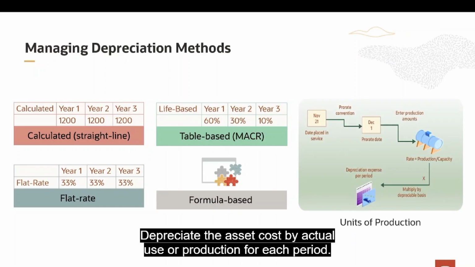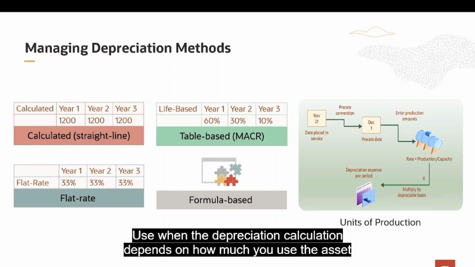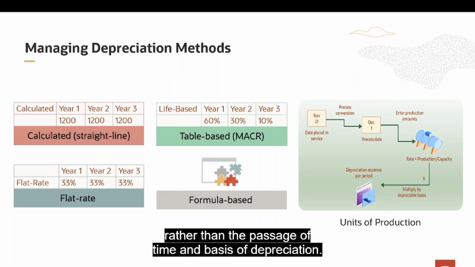Depreciate the asset cost by actual use or production for each period. Use this when the depreciation calculation depends on how much you use the asset rather than the passage of time and basis of depreciation.